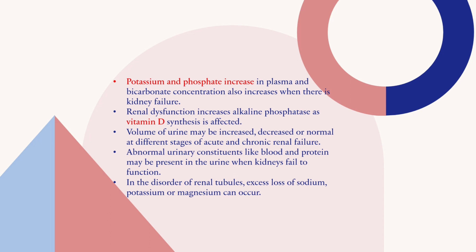Next point is abnormal urinary constituents like blood and protein may be present in the urine when the kidney fails to function. And the last point of the slide is that in disorders of renal tubules, excess loss of sodium and potassium or magnesium can also occur.